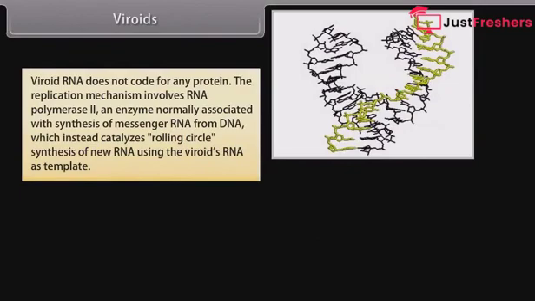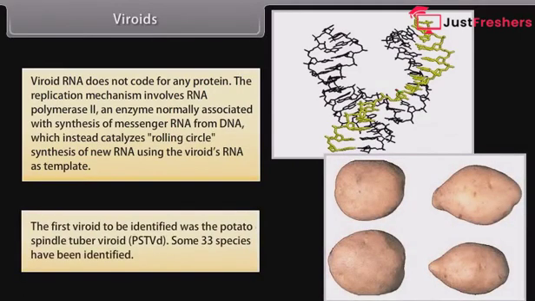The replication mechanism involves RNA polymerase II, an enzyme normally associated with synthesis of messenger RNA from DNA, which instead catalyzes rolling circle synthesis of a new RNA using the viroid's RNA as template. The first viroid to be identified was the potato spindle tuber viroid, that is PSTVd. Some 33 species have been identified.